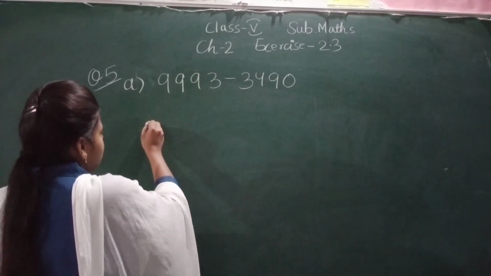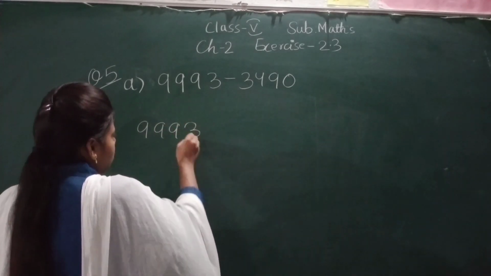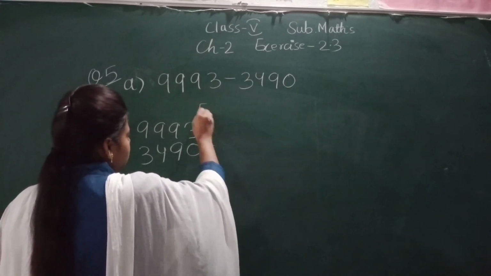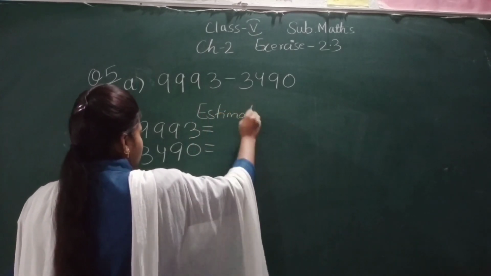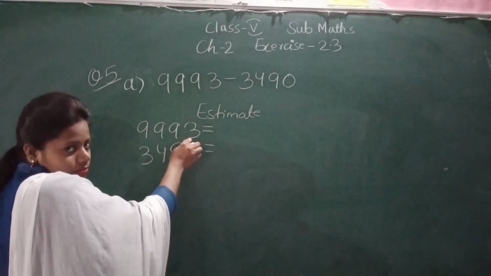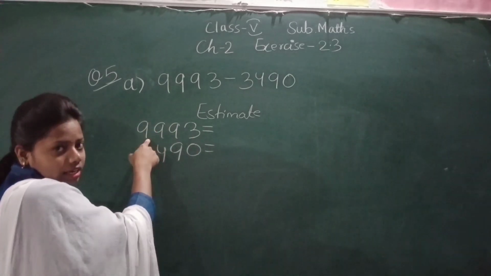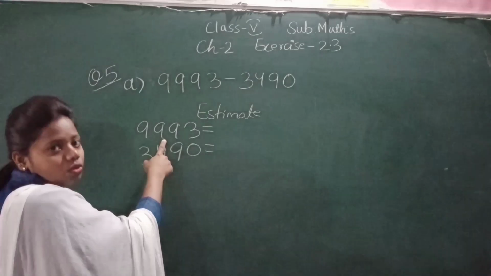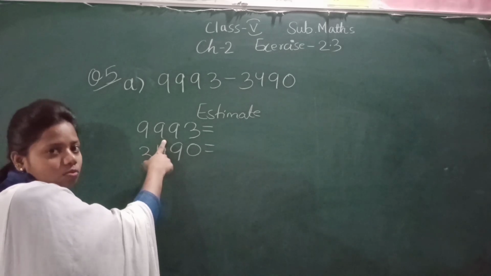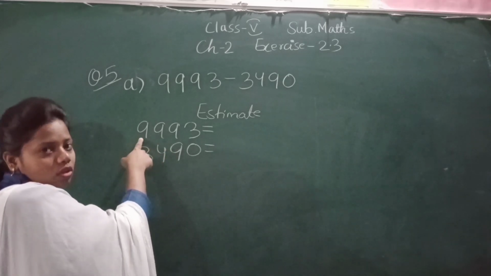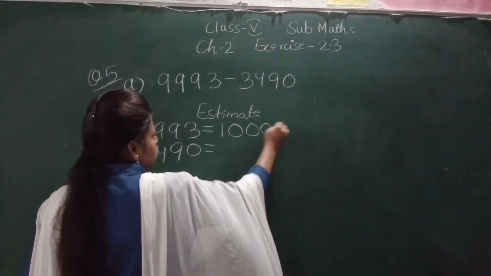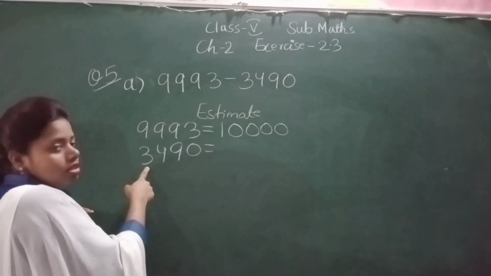So now first let's write this: 9,993 minus 3,490. Now let's estimate. This is 9,993. We have to round to the nearest thousands place. So we have to see the hundreds place. Is it more than 5, less than 5 or equal to 5? 9 is more than 5. So we have to plus 1 to the thousands place. So 9 plus 1 will become 10 and the rest will become 0, 0, 0. Now this one is 3,490.